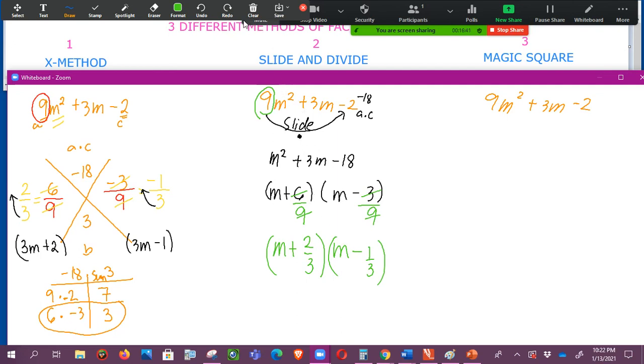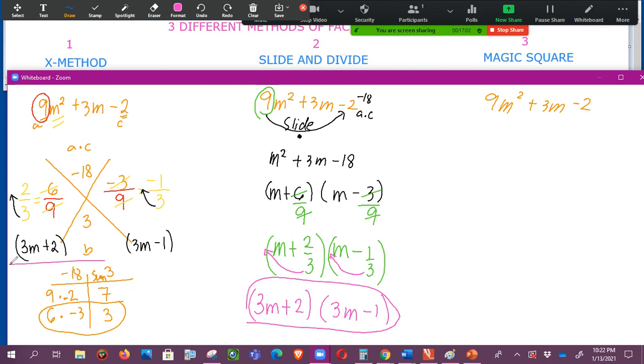Then arrange. You will be writing 3 in front of m and 3 in front of m. So you have 3m plus 2 times 3m minus 1. Same answer, different methods.